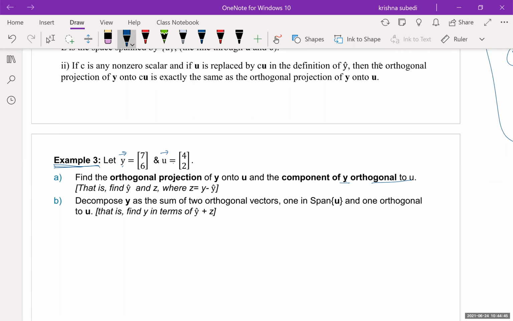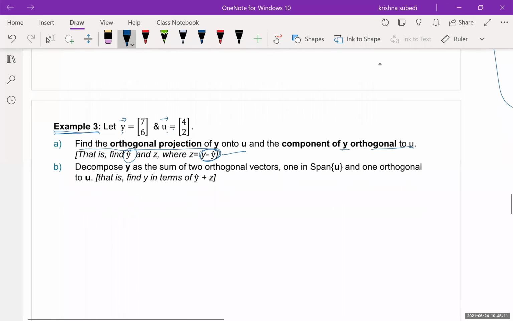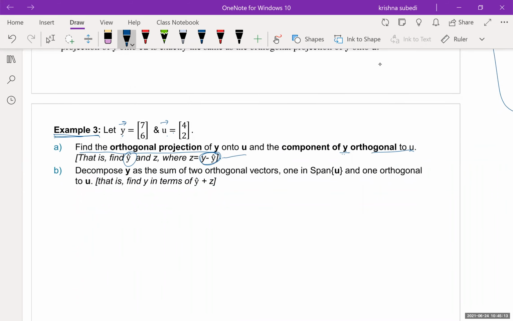In example 3, we are given vectors y and u, and we need to find the orthogonal projection of y, which means we need to find y hat. And the component of y orthogonal to u, which means we need to find y minus y hat. This is called the complement of y orthogonal to u. First things first, let's work on part A.